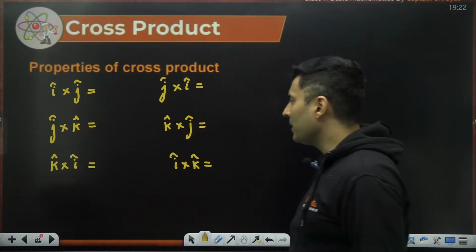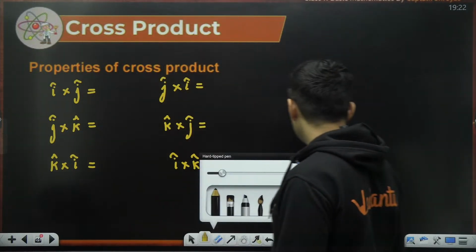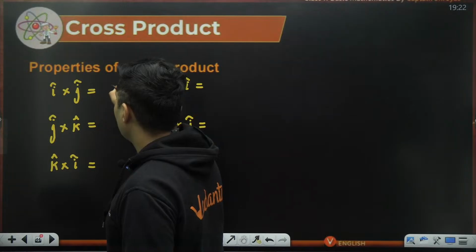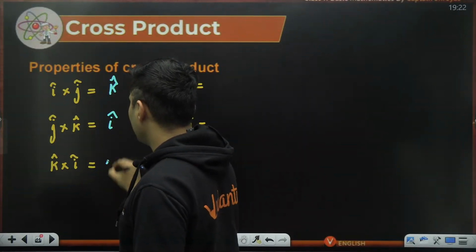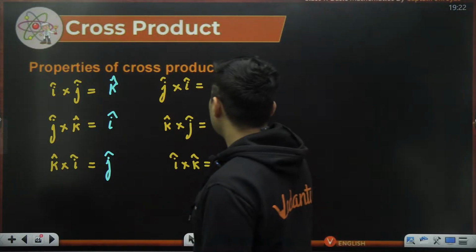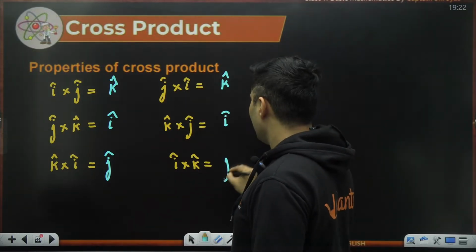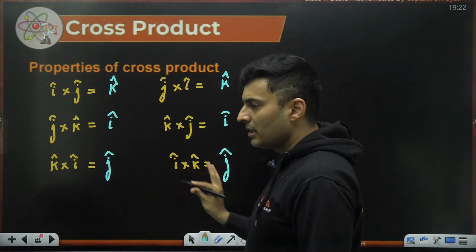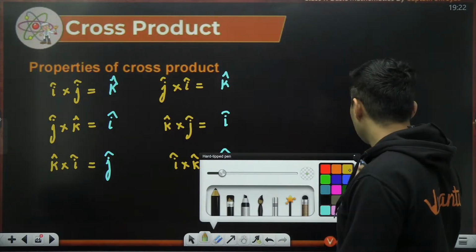I'll tell you very simply. Whichever variable is not there, first put that variable. In each case, can you see, like over here, i and j are there, k is not there. j and k are there, i is not there. k and i are there, j is not there. j and i are there, k is not there. k and j are there, i is not there. i and k are there, j is not there. First put that variable. Till this point clear? But there is a sign associated with it. What is the sign? Observe.